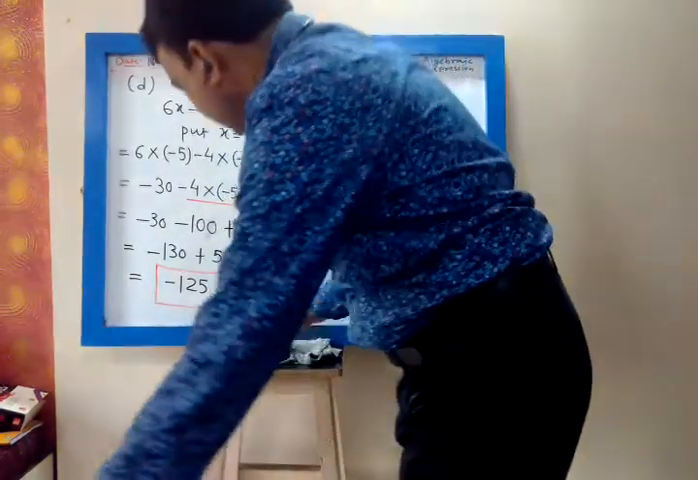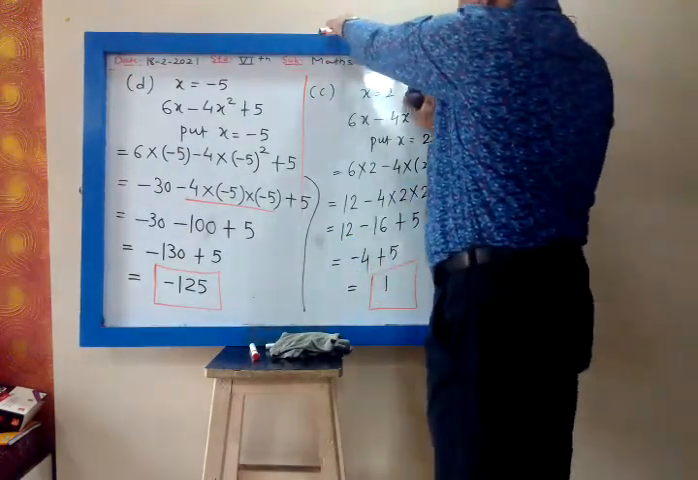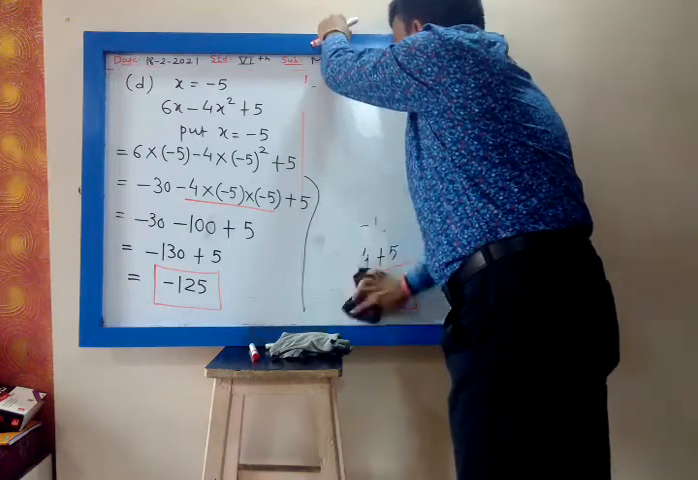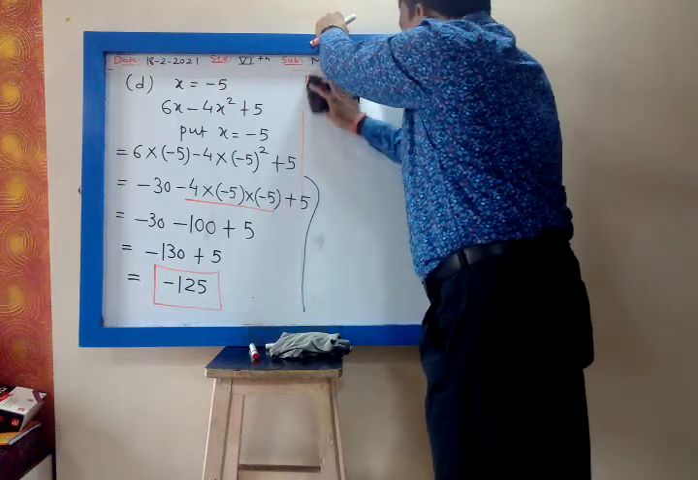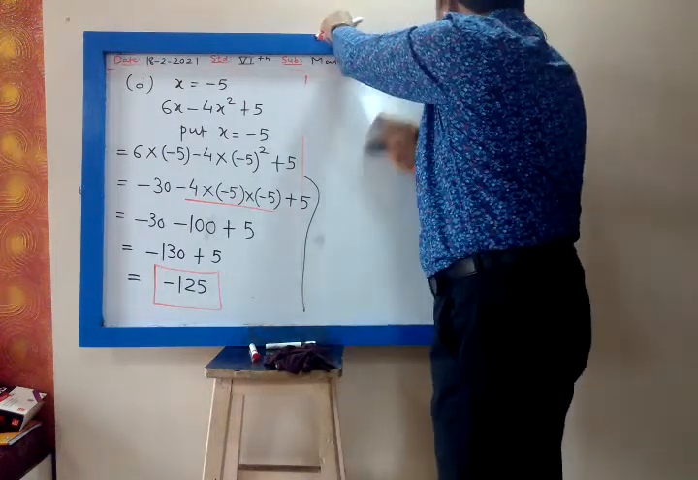Wait, my dear, 5 minutes are there. Don't tell me the period is over. 5 minutes or more. My dear, 2 minutes, 3 minutes, let it be. What is the harm there? 2 minutes.